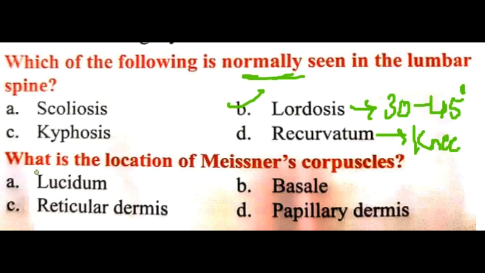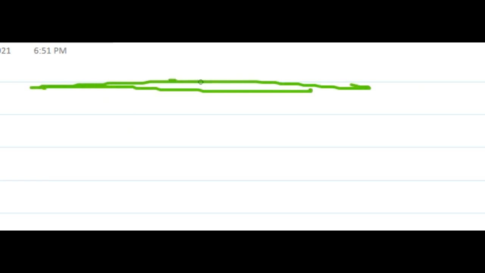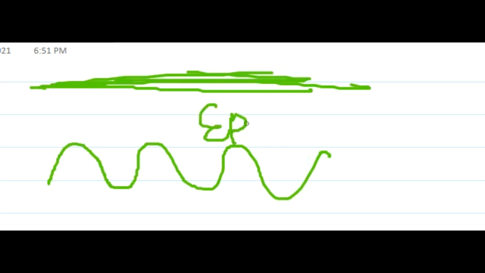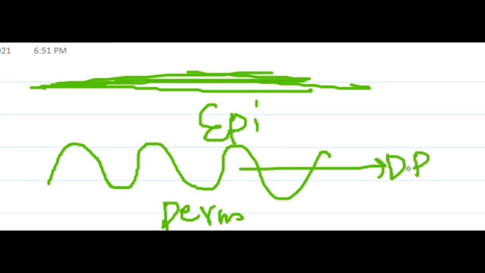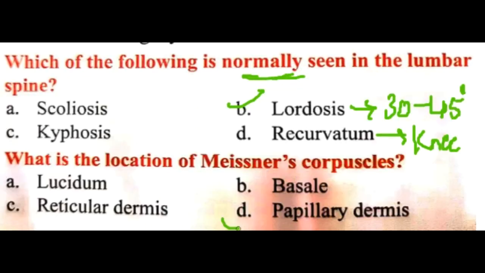So if you see the next question, what is the location of Meissner's corpuscles? Meissner's corpuscles are actually specialized nerve endings. These are located in the dermal papillae, close to the dermoepidermal junction. Look, this is the outer part of the skin, epidermis, and this is the dermis. These papillae which you can see are called dermal papillae. So Meissner's corpuscles are located in these dermal papillae, right? So Meissner's corpuscles are located in the papillary dermis.